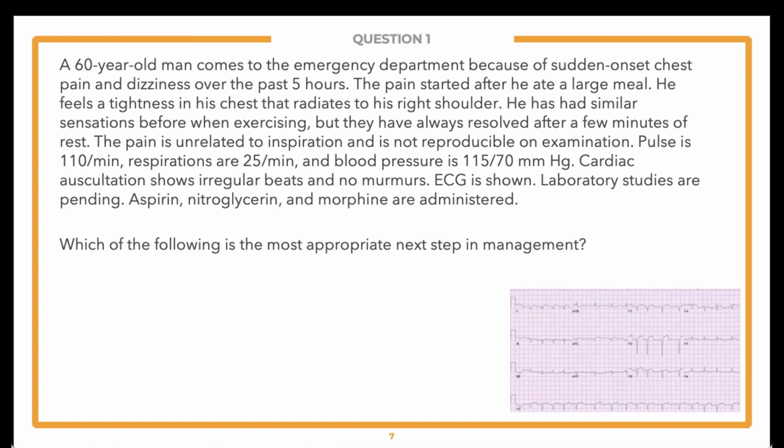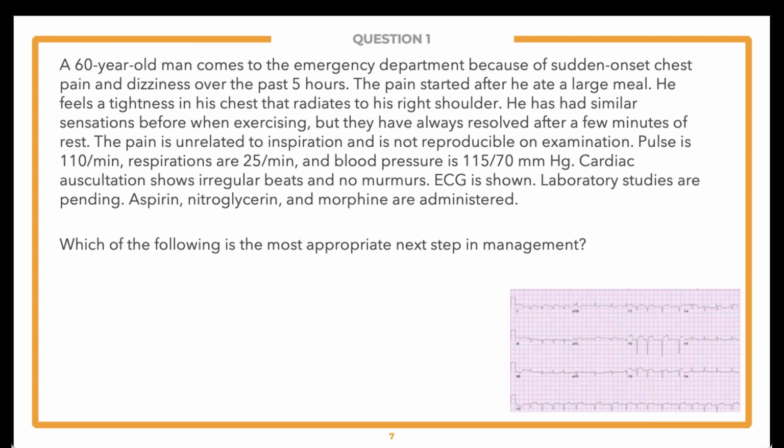Okay, so with that, now you can read the vignette. A 60-year-old man comes to the emergency department because of sudden onset chest pain and dizziness over the past 5 hours. The pain started after he ate a large meal. He feels a tightness in his chest that radiates to his right shoulder.